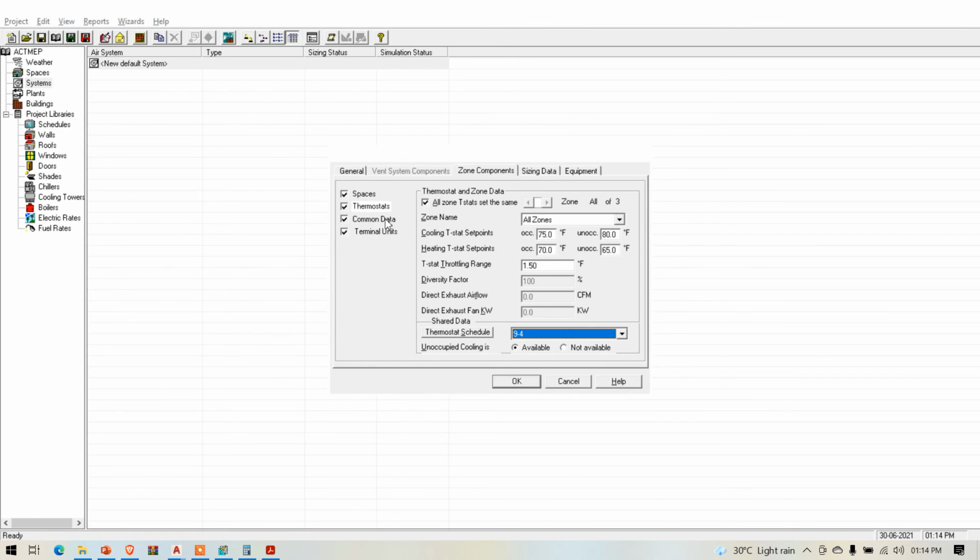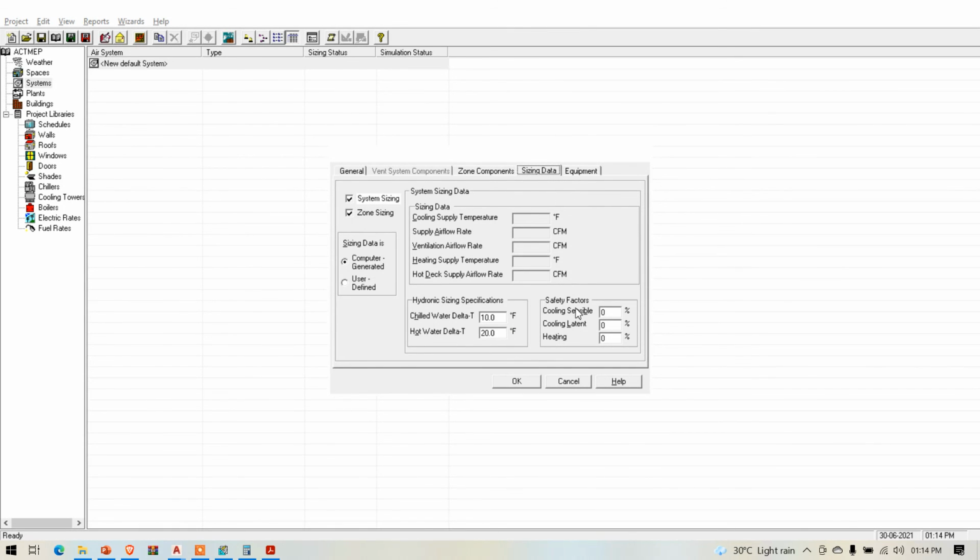And next, coming to the sizing data. Under the sizing data, here we have to provide the safety factors. In the manual calculation, when you are going to do the sensible heat and latent heat as well as the heat gain, in the same way as we provide the safety factors there, here also we have to provide the safety factor. The safety factor value is, for the sensible it is 10% of safety, for latent 5% of safety, and for heating 5% of safety. Once it is done, give OK.